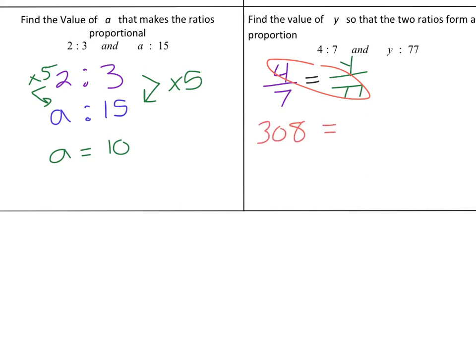equals 7 times y is 7y. Then to solve, I divide by 7 on both sides. That gives me y is 308 divided by 7, which is 44.